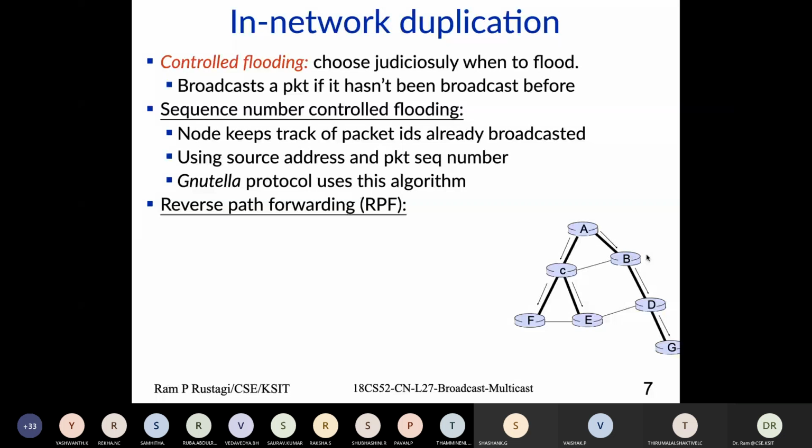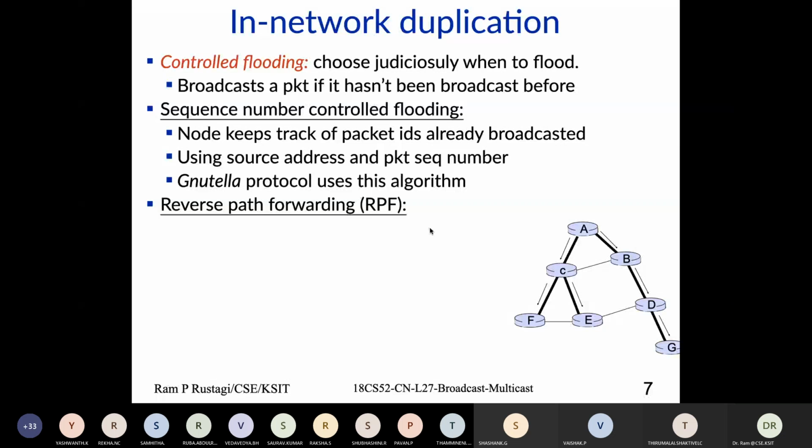It can so happen that the A to B link is slow, while the A to C and C to B links are very fast. So the packet sent by A may come much later than the packet that came by C to B. But B knows that because the link is available, it will eventually receive the packet, and B will forward a packet only when it comes from A and not from C. And this is what is called reverse path forwarding. That means you forward a packet if it arrived on the shortest path. Otherwise, you discard the packet.